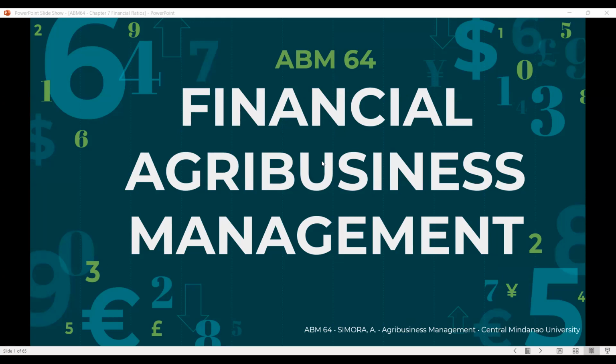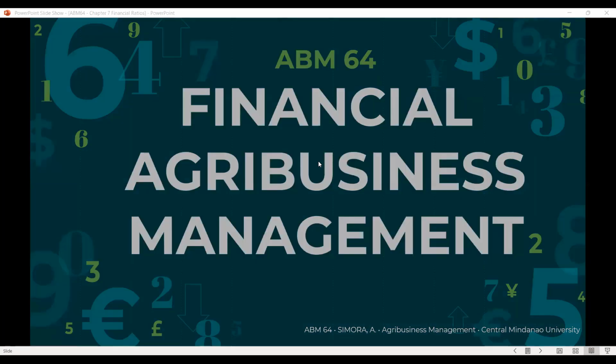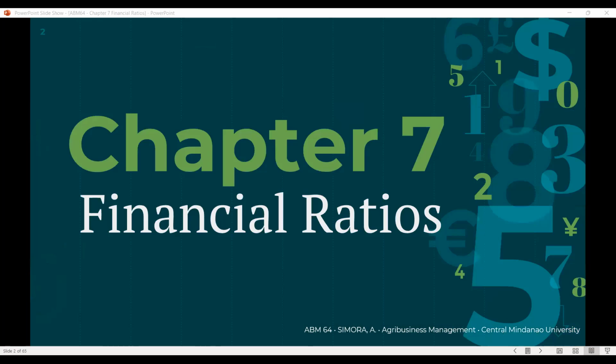So we are done with chapter 6. We are going to discuss chapter 7. Just a recap, I discussed this chapter already, just the introduction, last session. So this is chapter 7, financial ratios. We are going to talk about the important ratios to be taken note of, especially when it comes to financial decision making or planning.